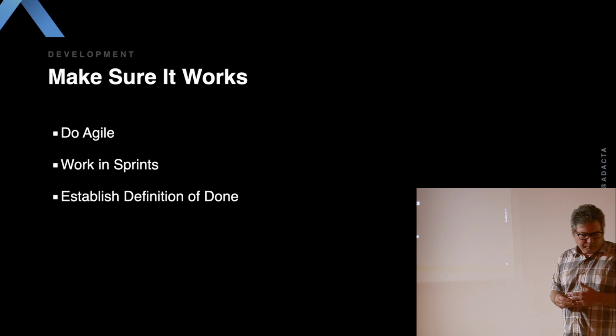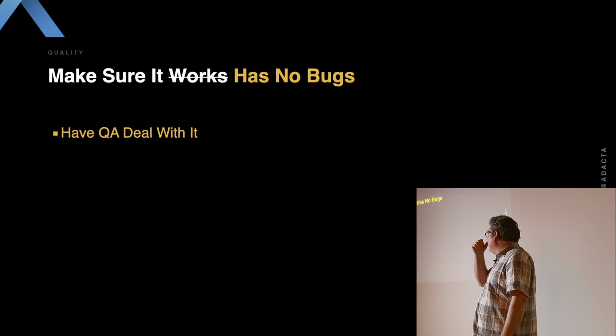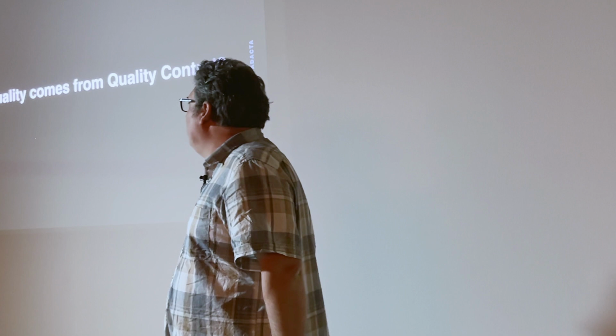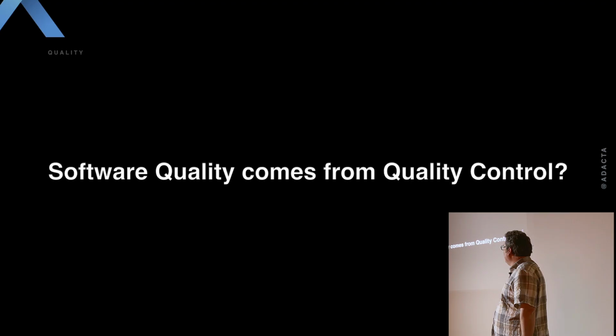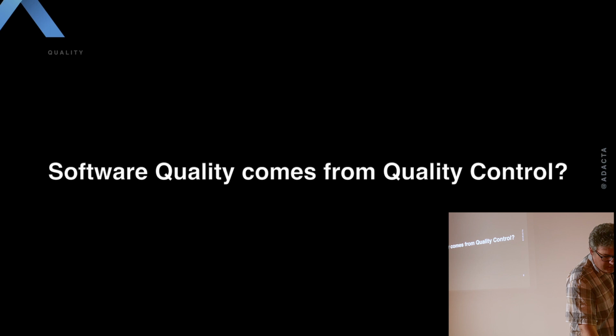So the managerial solution to this problem, how to make sure it has no bugs, was to create a QA team and have them deal with it. So we don't care. So this was the first, let's say, motto of the QA section of the company, which wasn't really a section, it was just an idea. So software quality comes from quality control. That's the easiest way to deal with it.